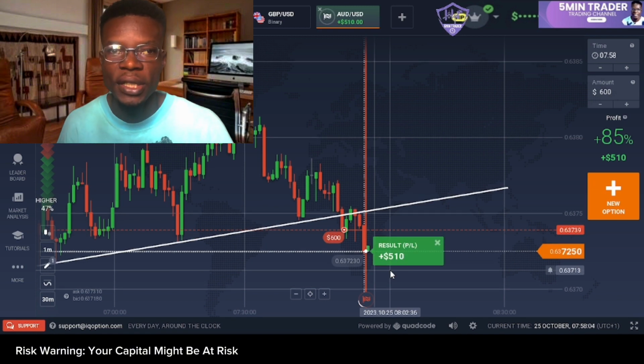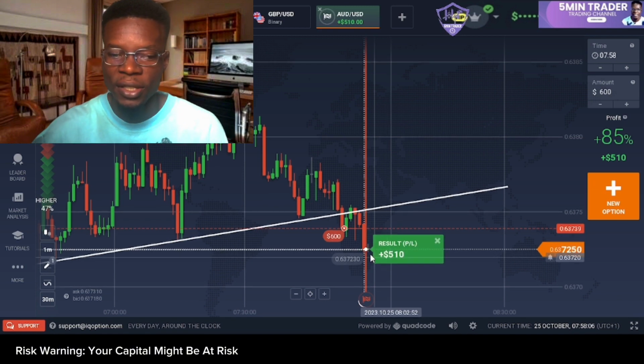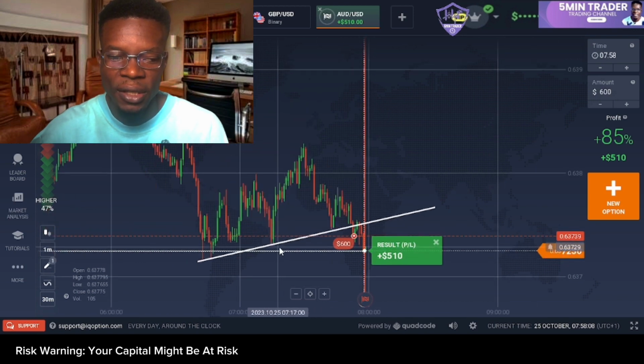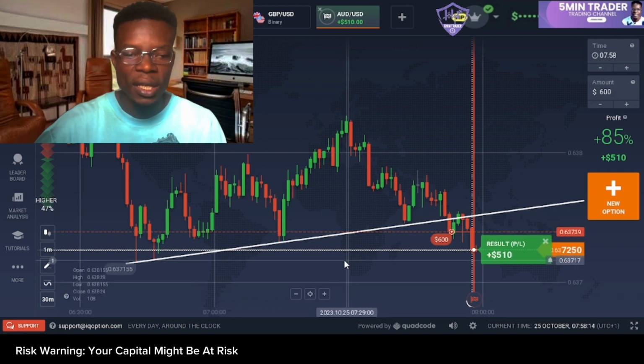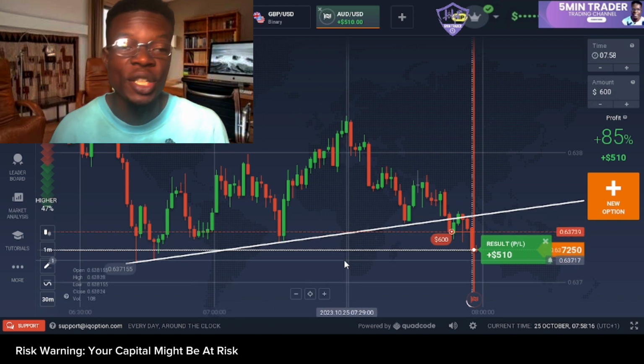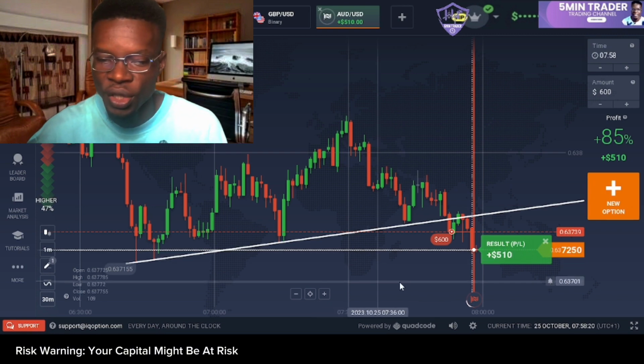So guys, we've won this trade. This looks like a very strong zone in the market, but somehow the price has finally broken it, which is a confirmation that the structure has broken, and the price should continue to fall.